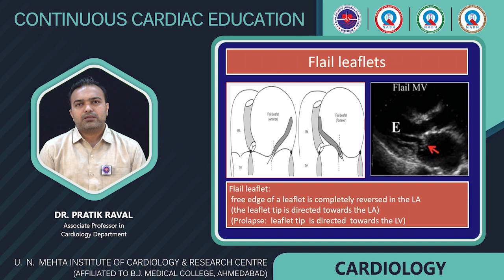So flail leaflets occur when not only the body but also the tip of the leaflet is directed towards the LA. In mitral valve prolapse, only the body falls into the LA, the tips are still towards the LV. In flail, the tips are directed towards the LA, and it usually results in torrential MR. It happens most often because of the chorda rupture in patients with infective endocarditis or in patients with acute MI.